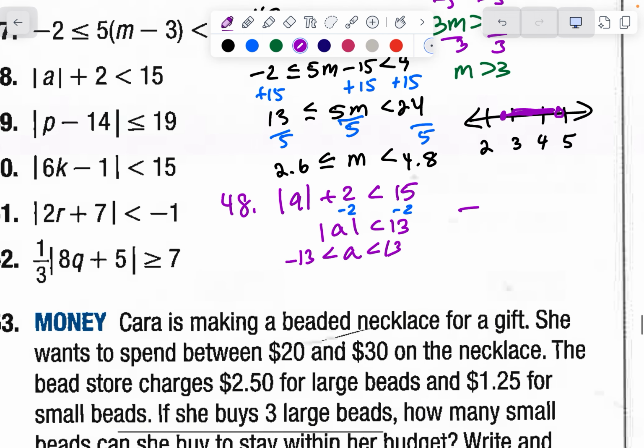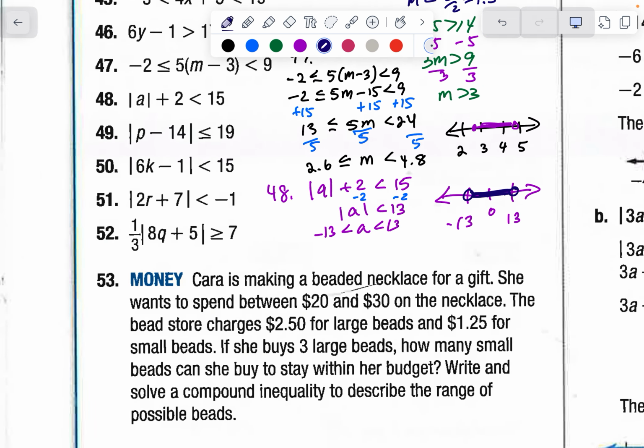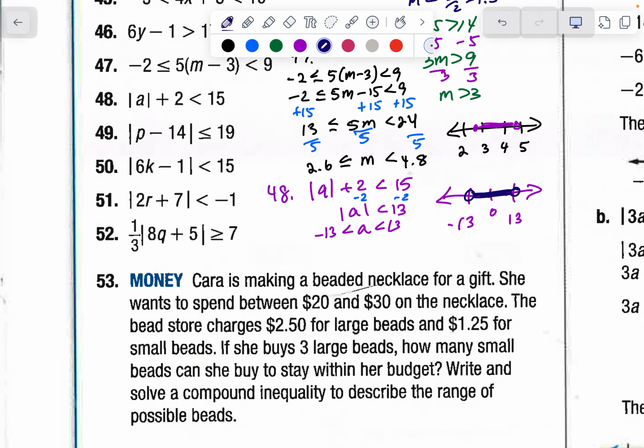And then we just put an open circle at both of those because there's no equality, shade in between. So absolute value less thans should be a shade in between, okay? So that's what we're going to do for 49.